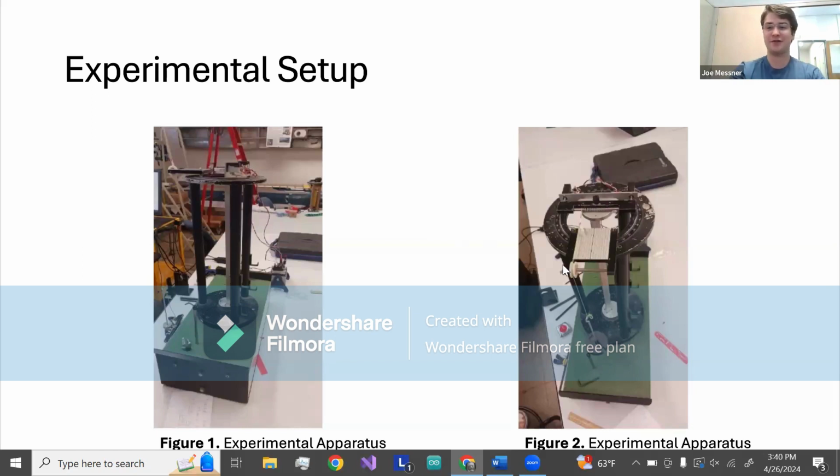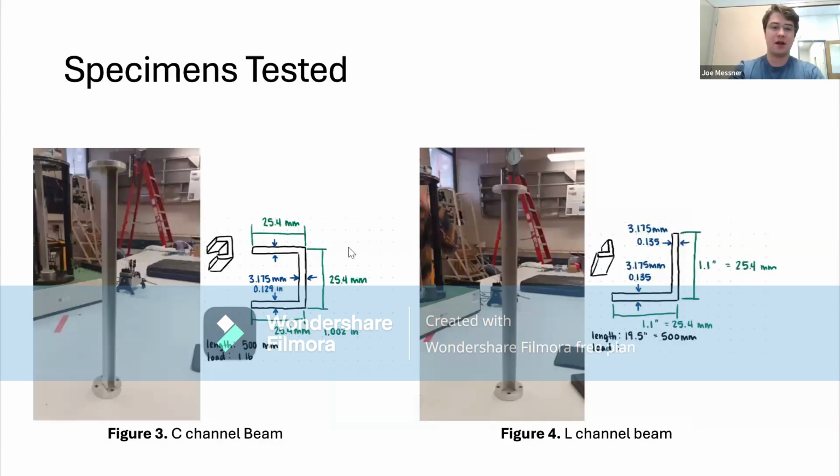And then on the right picture, on the top view, you can see that we had different places where we could put the weight, and these will all be discussed in later slides. And then we have pictures of our specimens tested. Like I said previously, we have a C channel and an L channel. The measurements of these beams are given to the right of the actual pictures in the same figures, and these are all important in the calculations of the shear center and are discussed later.